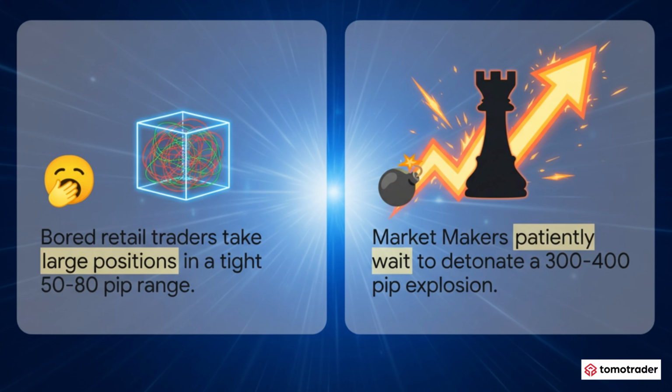But the market maker? They are endlessly patient. They are just chilling, waiting for enough retail liquidity to build up on both sides so they can tear that range apart with a massive 300 to 400 pip breakout candle.